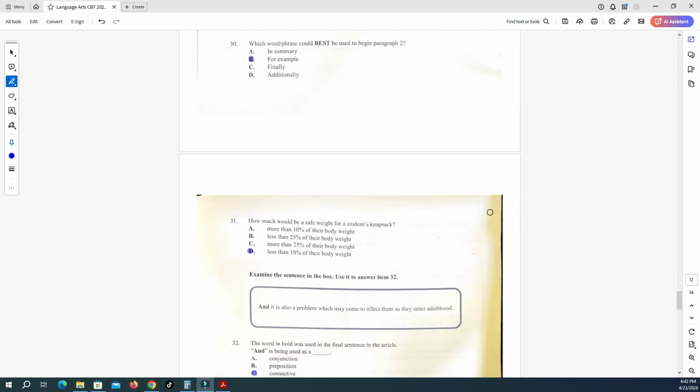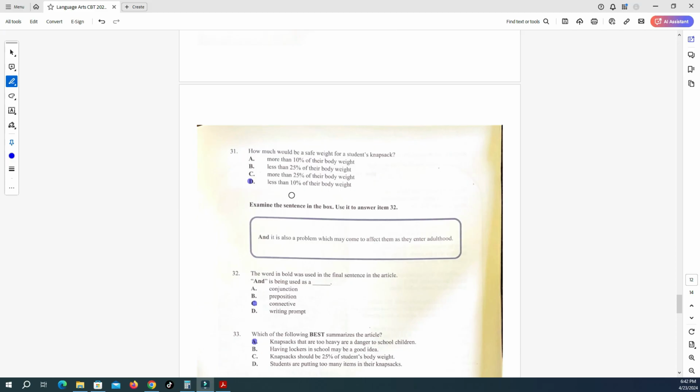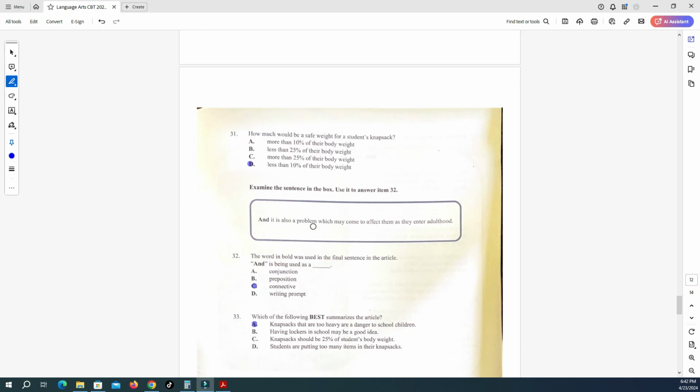So below 10% of their body weight would be, so I chose D, would be actually okay. Item 32, examine the sentence in the box. Use it to answer item 32.